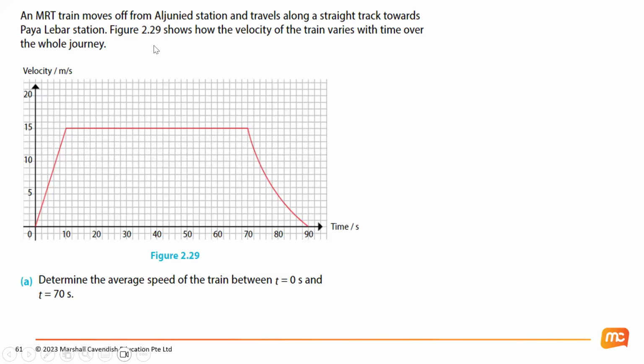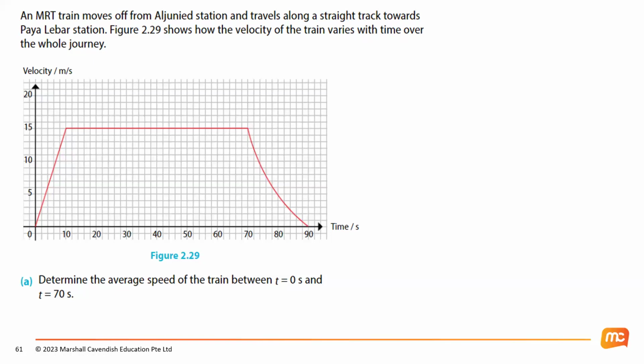An MRT train moved off from Aljunied Station and traveled along a straight track towards Paya Lebar Station. This diagram shows the velocity-time graph for that MRT train. Determine the average speed of the train between 0 and 70 seconds. The first step is to think of the region from 0 to 70 seconds. The entire graph goes all the way up to 90 seconds, but I don't need to care about 70 to 90 seconds. My question asks for the average speed.